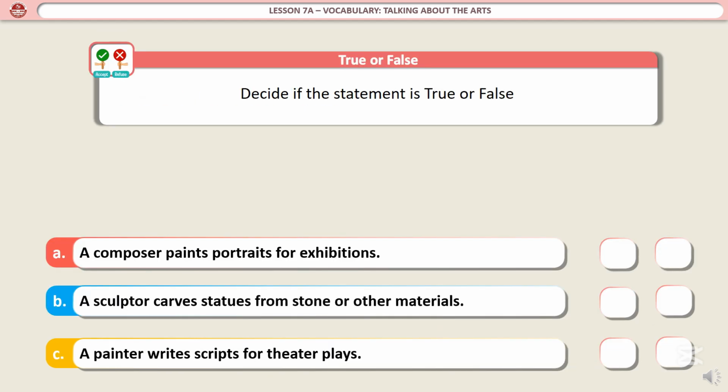Now, you are going to read 3 statements and decide if the statement is true or false. Statement A. A composer paints portraits for exhibitions. The answer is false. Statement B. A sculptor carves statues from stone or other materials. The answer is true. Statement C. A painter writes scripts for theater plays. The answer is false.